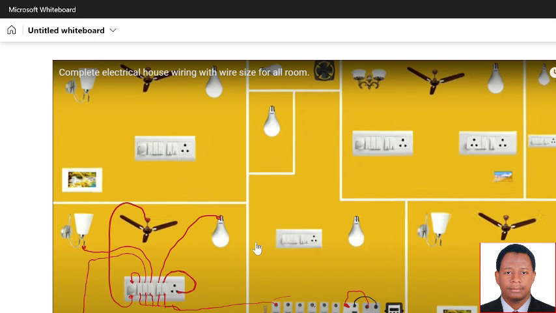Now remember the terminal from this room, the neutral. The neutral is going to be connected here. Let's connect here. I take the neutral.